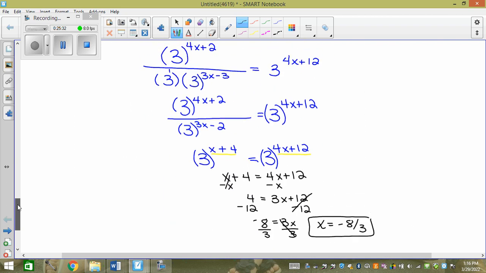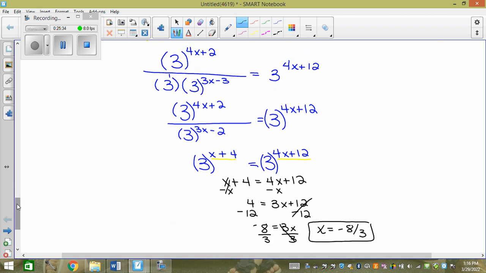The other thing I told you could do is you could y1 your original, y2 your other side, and then go second trace 5, enter, enter, enter, and they'll give you negative 8 over 3. So if it was a numeric response or multiple choice, you wouldn't even have to do the math, technically. But I always would to check. So that's type 1. Type 1, you can make a common base.